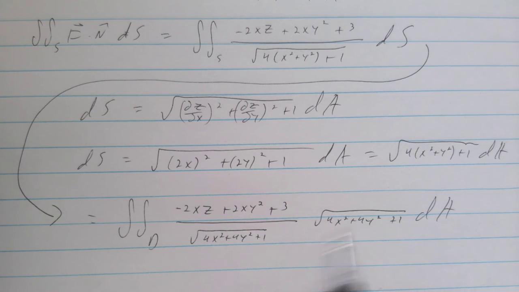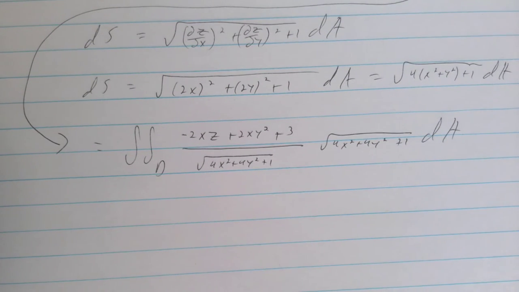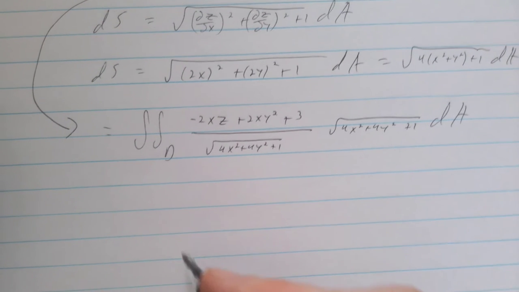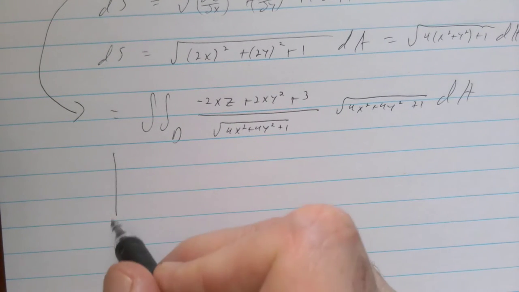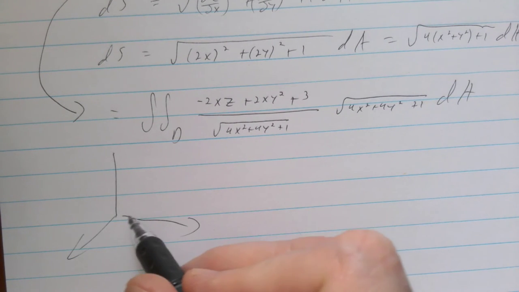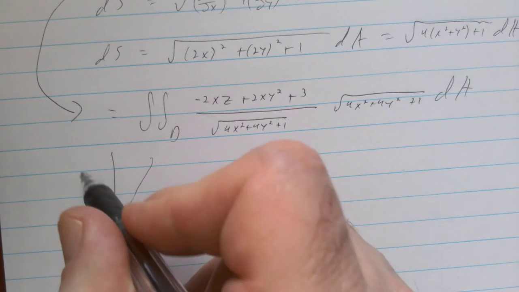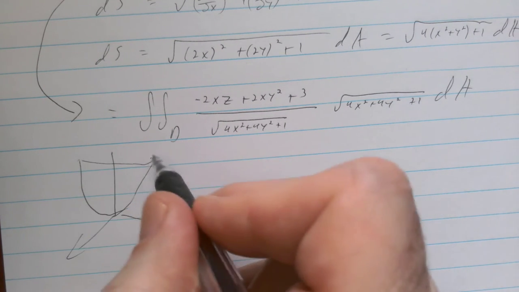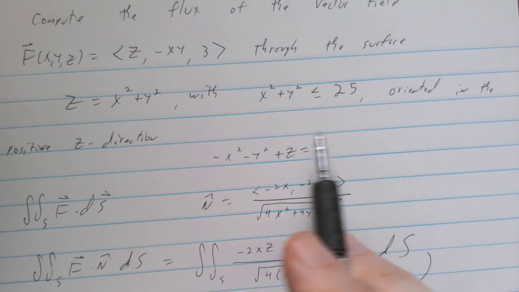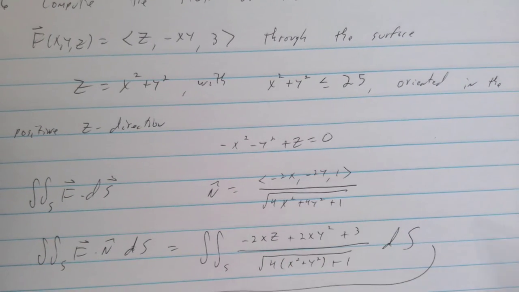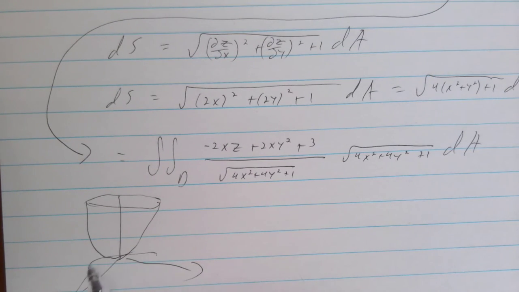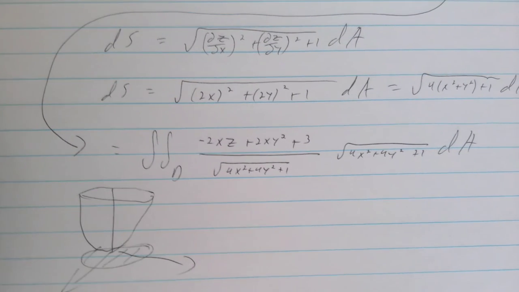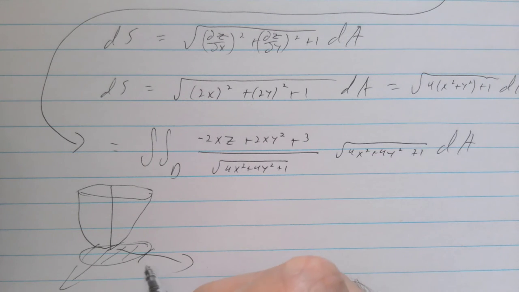And now these cancel. I will do things in polar. So what does our shape look like? Well, it's a circular paraboloid. We want that part inside that disk. That makes it nice and easy for us to realize what our D looks like: inside this disk of radius 5 here. So that'll be our D.